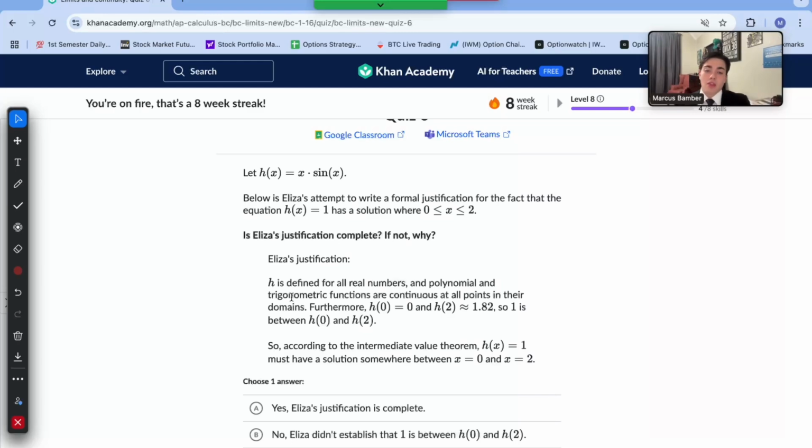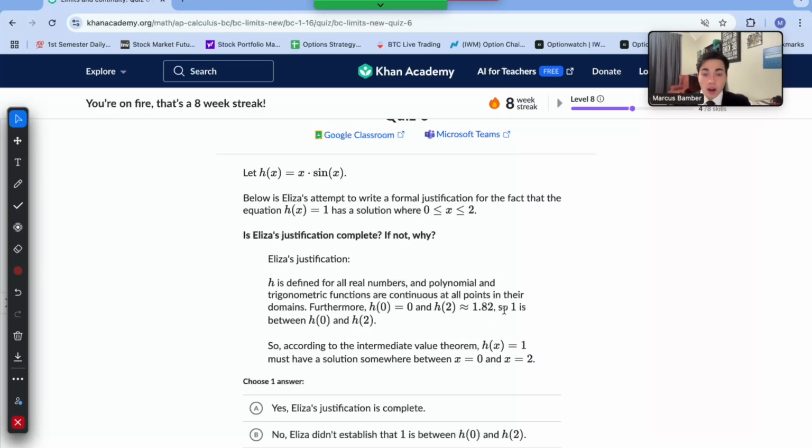First of all, we need to say that our function is continuous, and this statement does indeed fulfill that. Yep, her justification is also right here. And then let's see, we get the values. h of 0 is equal to 0, h of 2 is equal to approximately 1.82.